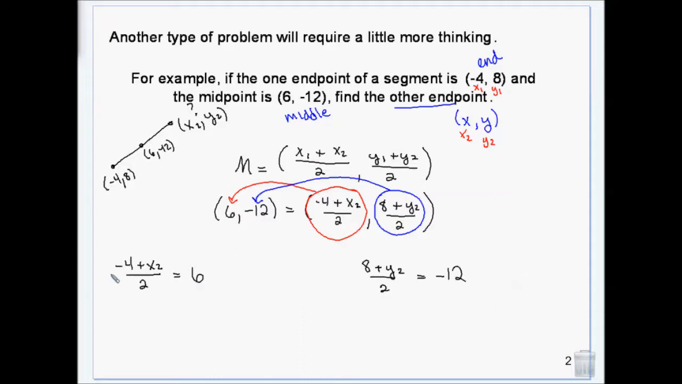The first step, I need to clear that 2, so I'm going to multiply both sides by 2. And I get -4 plus x equals 12. To get rid of the -4, I'm going to add 4, because I always want to do the opposite. And so I get x is equal to 16.